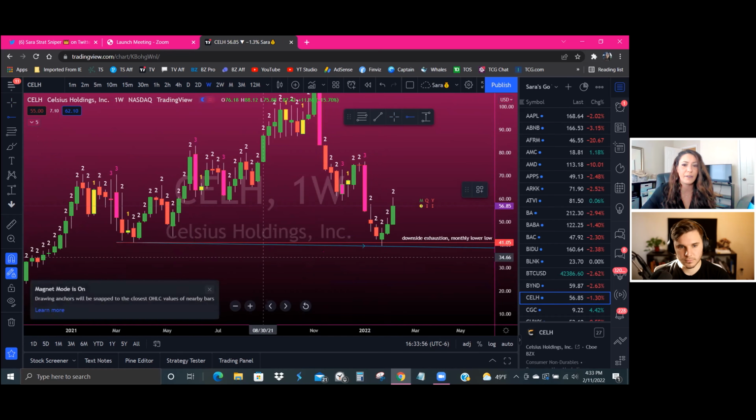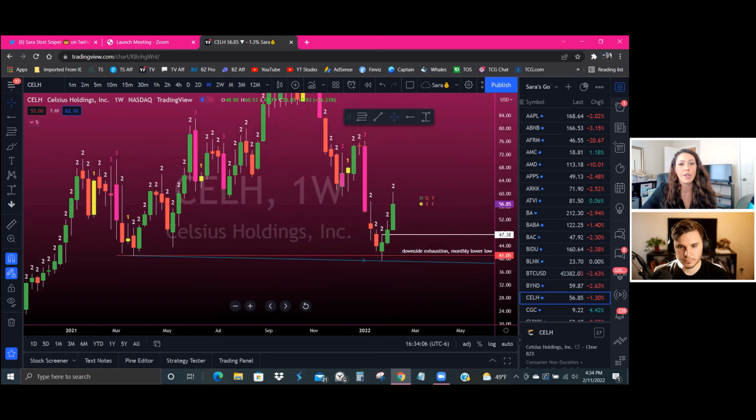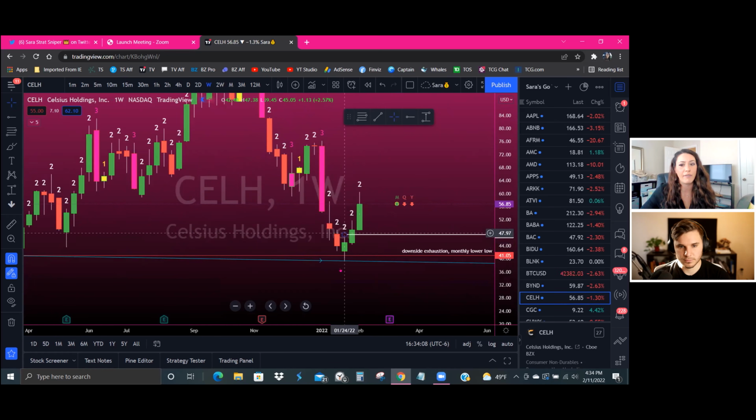You had a 2 down. It took out all these pivots. This was your last one anywhere nearby. Then you had a 2 down, 2 up reversal. So you would have wanted to enter long at 47.38.